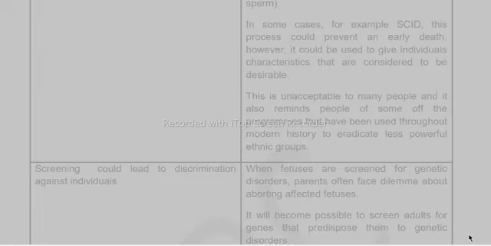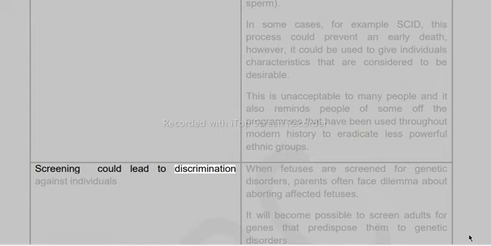Sperm. In some cases, for example SCID, this process could prevent an early death. However, it could be used to give individuals characteristics that are considered to be desirable. This is unacceptable to many people, and it also reminds people of some of the programs that have been used throughout modern history to eradicate less powerful ethnic groups.